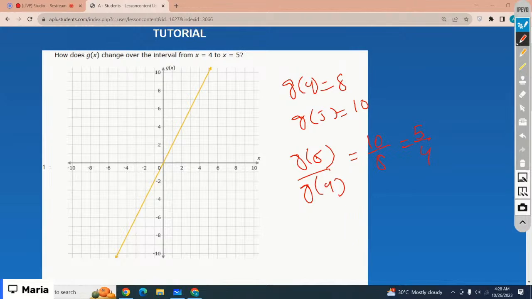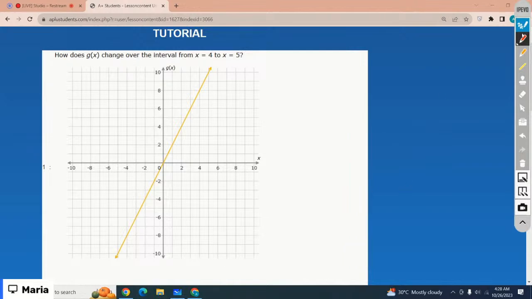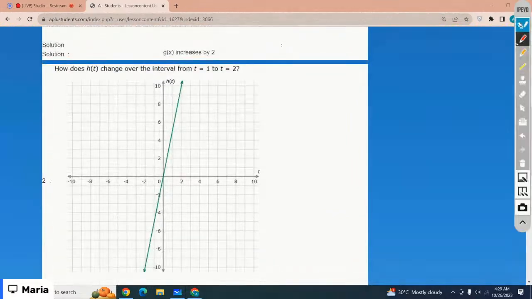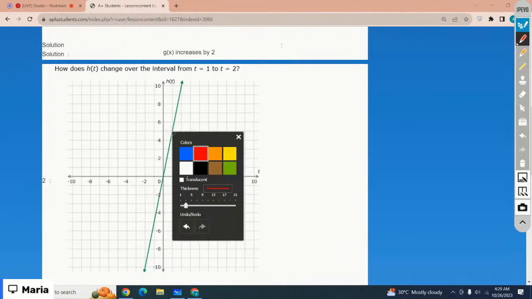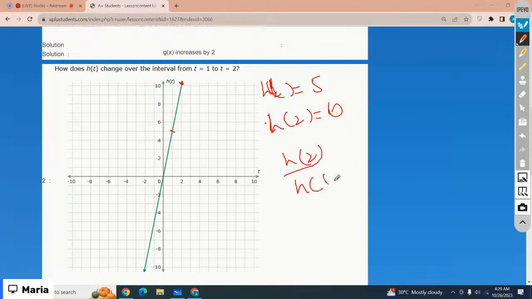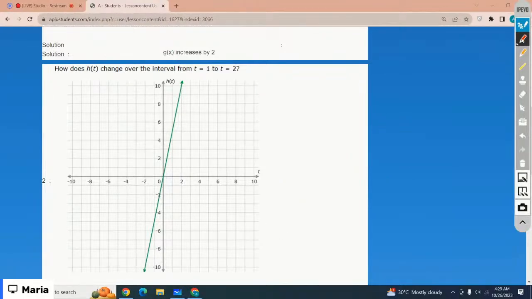What's wrong with these questions? Let me just see the second one. Hold on. Okay, t equals 1 and t equals 2. When t equals 1, it is 5, and when t equals 2, it is 10. Yes, here the values are increasing by 2. So h of 1 is 5 and h of 2 is 10. When you do h of 2 divided by h of 1, that would be 10 over 5, that equals 2. So the values are increasing by a factor of 2, right? This is the correct one, but not the first one. Got it?